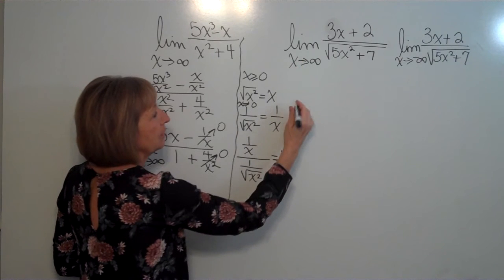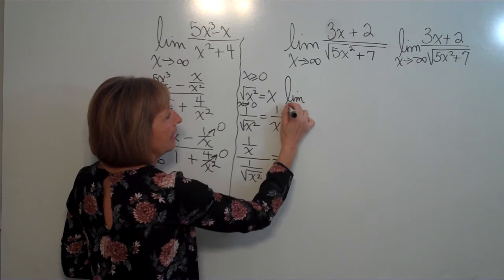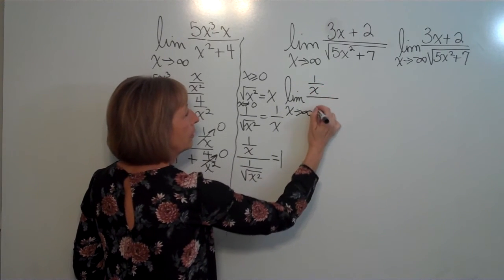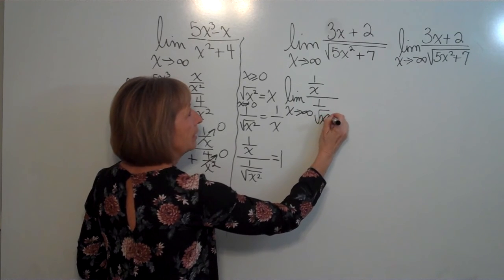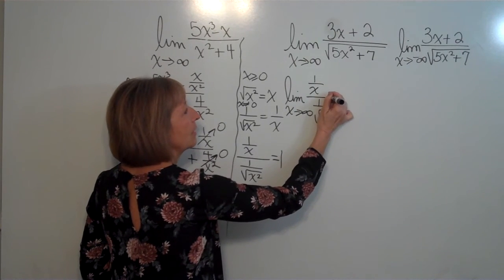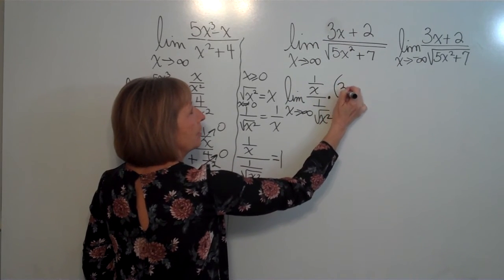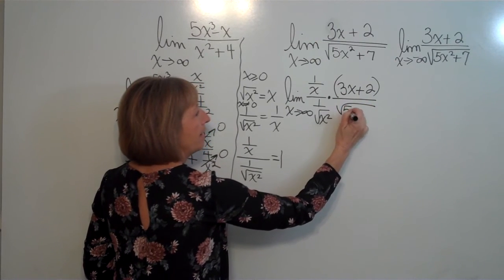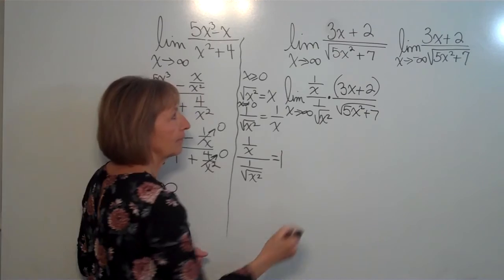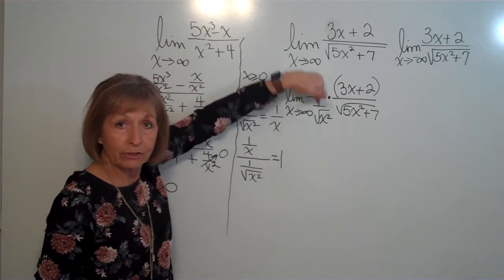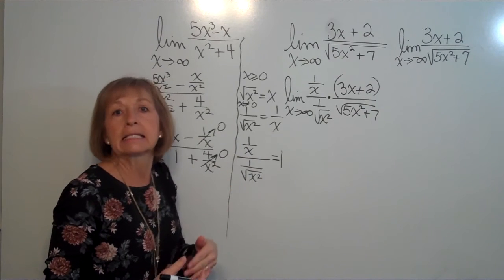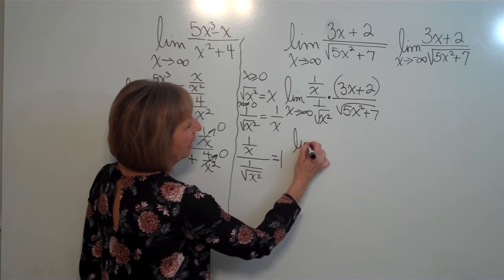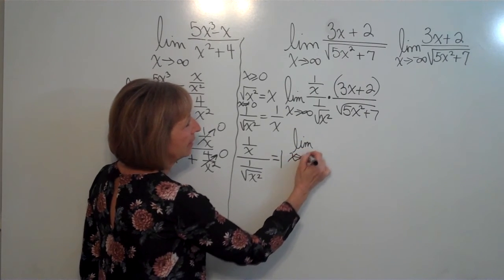So I can take this original expression and do the limit as x approaches infinity of 1 over x over 1 over the square root of x squared, times this original function, the 3x plus 2 over the square root of 5x squared plus 7. I'm just building this fraction by a factor of 1 so that I get the simplification to be able to evaluate the limit.